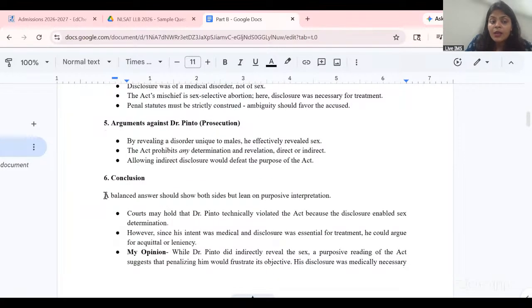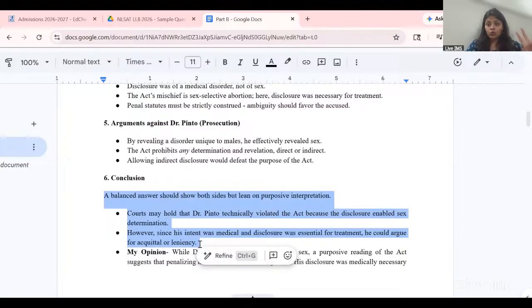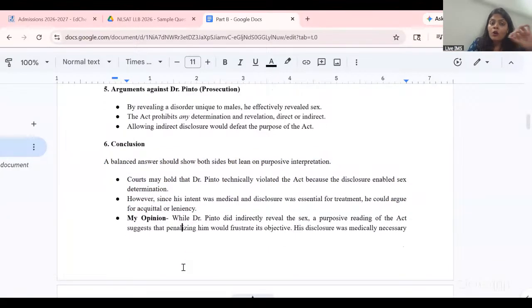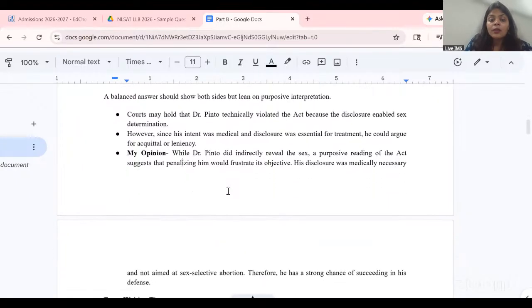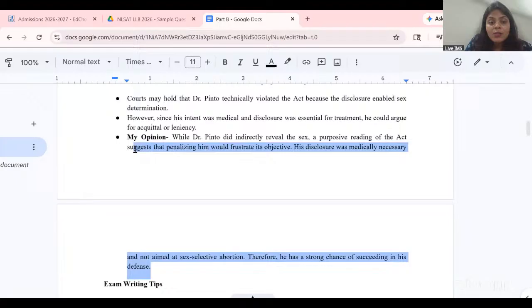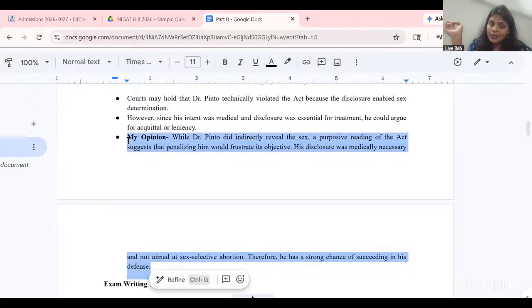Now once everything is done, you try to conclude it. Conclusion will always have two parts. First of all, it will be a balanced observation of everything. After that, you will also put up your opinion, right? So the conclusion will always come with a balanced viewpoint that, okay, considering both sides, this could happen, this could not happen. Like you will see that the court may do this. However, the intent was this, so this can also result in acquittal. So you will always try to reach a balanced answer. But towards the end, you will also express your opinion, but try to keep it a little diplomatic instead of going too much into picking one side.